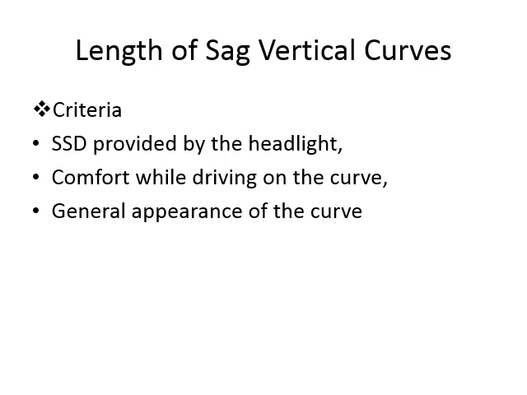Then we come towards sag curves. Now sag curves, again, have a criteria of stopping sight distance for calculating the length, but they have two additional criteria as well. One of them is comfort and the other one is general appearance. So when you're designing a sag curve, you have to fulfill all three criteria. Okay, so starting with the stopping sight distance criteria.